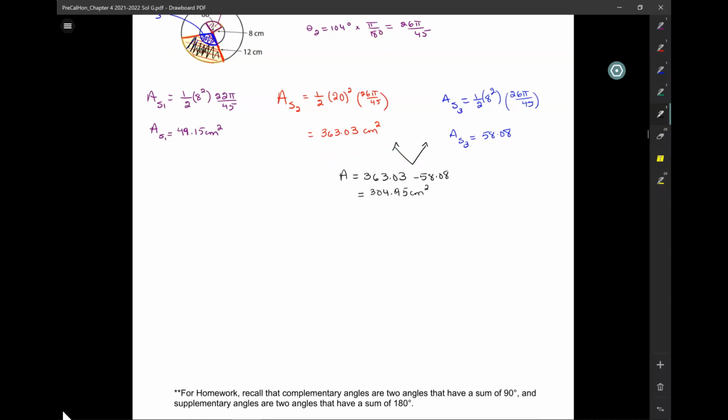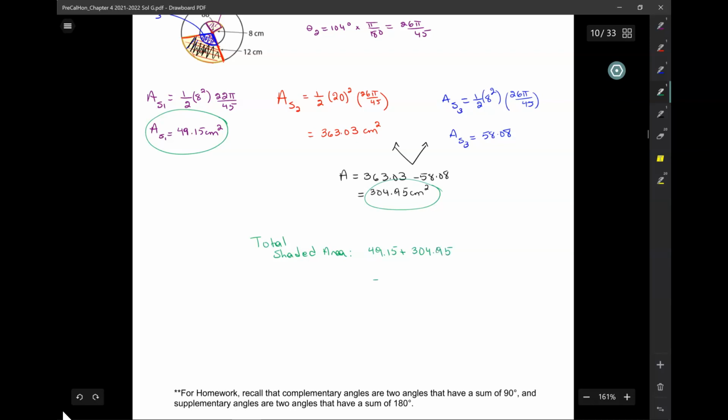And finally, the total shaded area is the sum of this plus this, 49.15 plus 304.95, for a total of 354.10 centimeters squared, and that is the area of the shaded region.